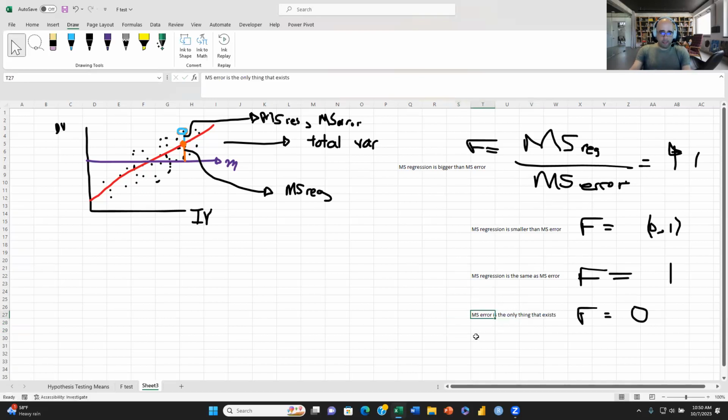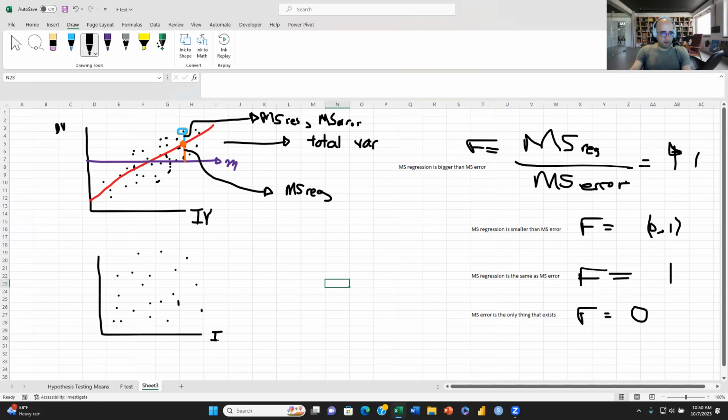The reason why knowing these cases is important is because if there is absolutely no relationship between your IV and your DV in regression, you have a data set that kind of looks like this when you do a scatter plot. And so the only line of best fit that exists in something like this for your dependent variable is just a line straight through the middle. It's your mean of the dependent variable.